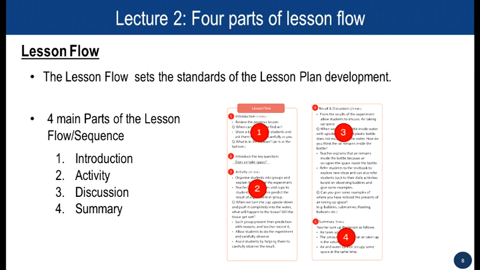The lesson flow sets the standards of lesson plan development. There are 4 main parts of the lesson flow or sequence. The first part is called the introduction. The second part is the activity. The third part is the discussion. And the fourth part of the lesson is the summary. In those 4 main parts of the lesson, there are 8 steps. Now let's look at those 8 steps in detail.